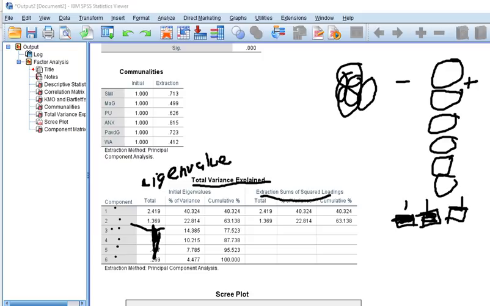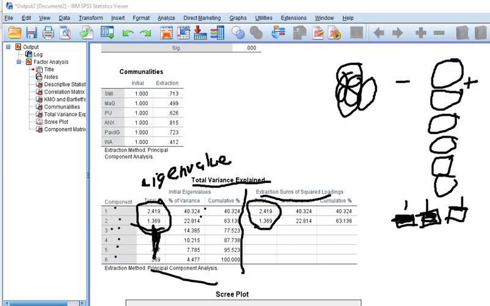And so in this case, we retained the first two components from the initial extraction. You'll see over here, this is the initial side of things. With the initial extraction, you also have the percentage of variance accounted for. The first component accounts for about 40% of the variation in the measured variables. The second one accounts for an additional 22.8%.